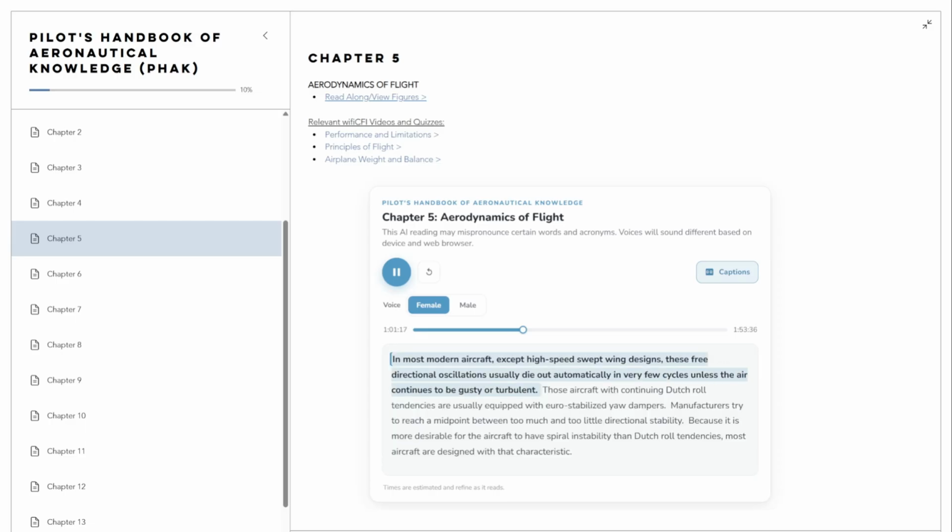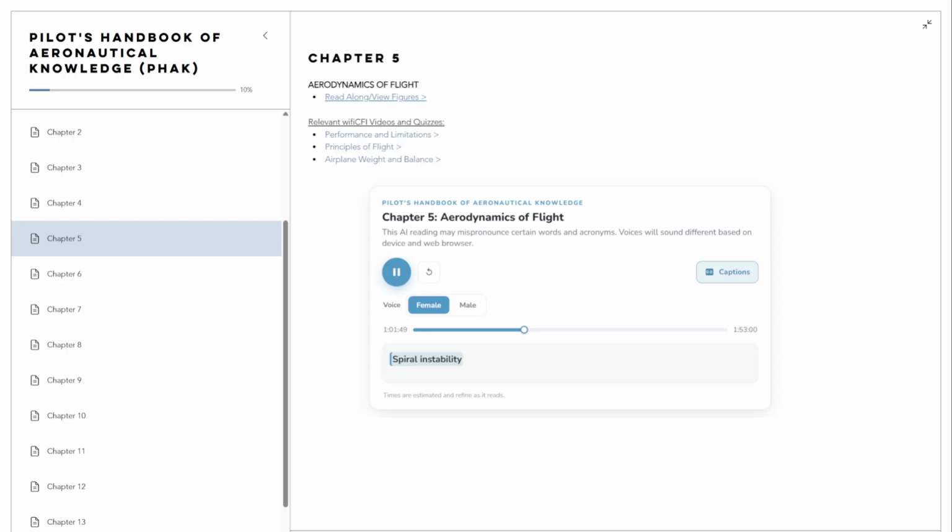In most modern aircraft, except high-speed swept wing designs, these free directional oscillations usually die out automatically in very few cycles unless the air continues to be gusty or turbulent. Those aircraft with continuing Dutch roll tendencies are usually equipped with gyro-stabilized yaw dampers. Manufacturers try to reach a midpoint between too much and too little directional stability. Because it is more desirable for the aircraft to have spiral instability than Dutch roll tendencies, most aircraft are designed with that characteristic. Spiral instability.